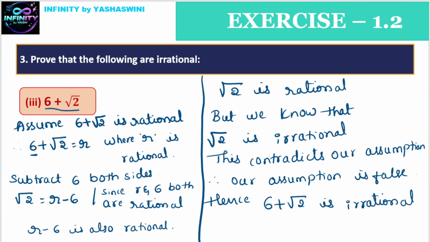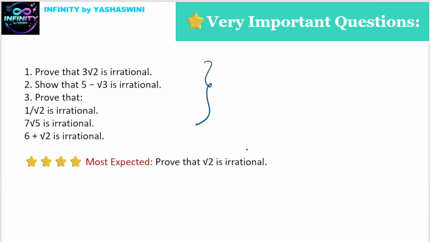So, whichever number they may give, first take it as rational, then prove that it contradicts our assumption, then you can easily say that it is irrational. These are the common type of questions they'll ask in your board exam. Mainly they'll ask prove that root 2 is irrational. These are very important board exam questions. So whenever they give such questions, first always take the given number as rational, then prove by contradiction.